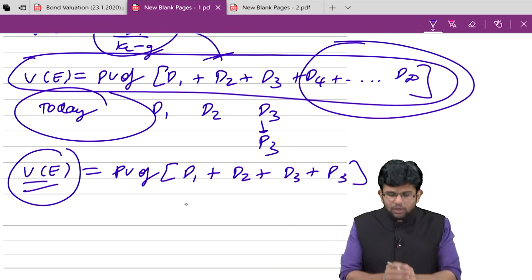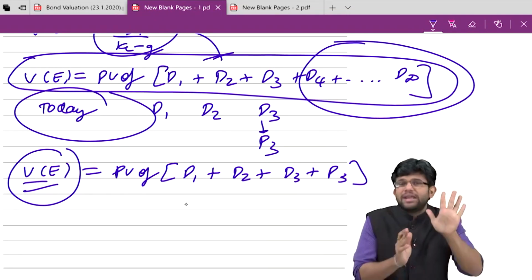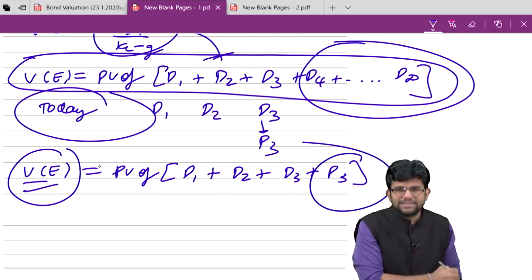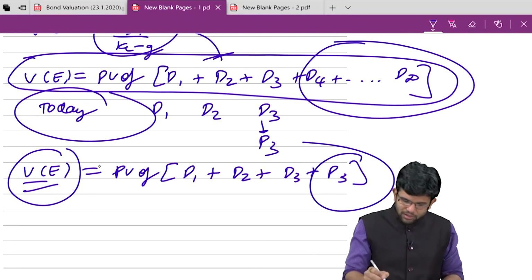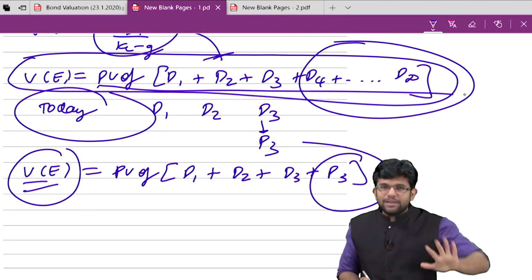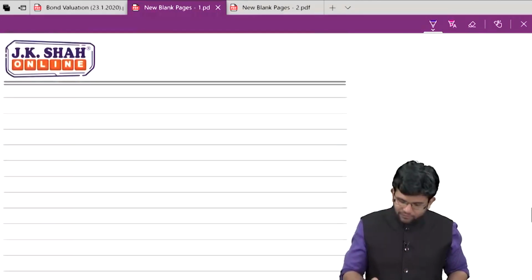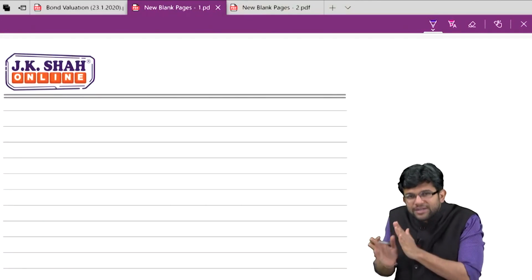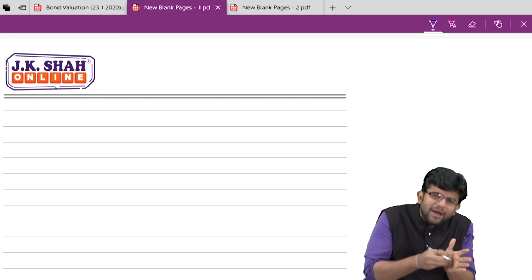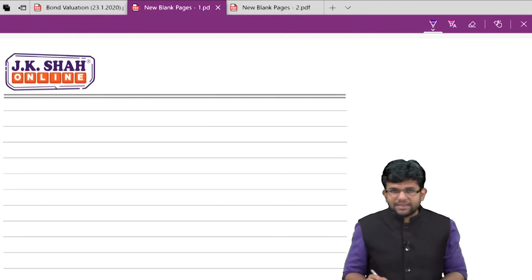Everybody clear? Now students, what you have to understand is, why did Gordon not take into account the selling price into the picture? Why did he take dividends till eternity and ignore the selling price? That is what we have to study. Can I start? Now listen to me carefully. One school of thought says that the reason why Gordon didn't take price into the picture is something like this.